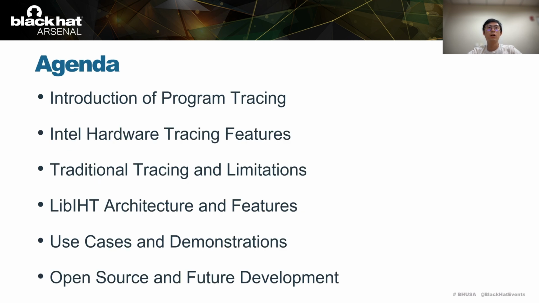Here's the agenda of this talk. At the beginning, we have a brief introduction of program tracing from a reverse engineering perspective and a little bit of background about the Intel hardware tracing features. Then we will have enough knowledge to compare and contrast different tracing techniques and their limitations, and we will conclude that LibIHT is the best choice among those. Then we have a more detailed introduction about LibIHT architecture and features, along with use case demonstrations. And the last one, we will talk more about the open source community of this project and the future development.